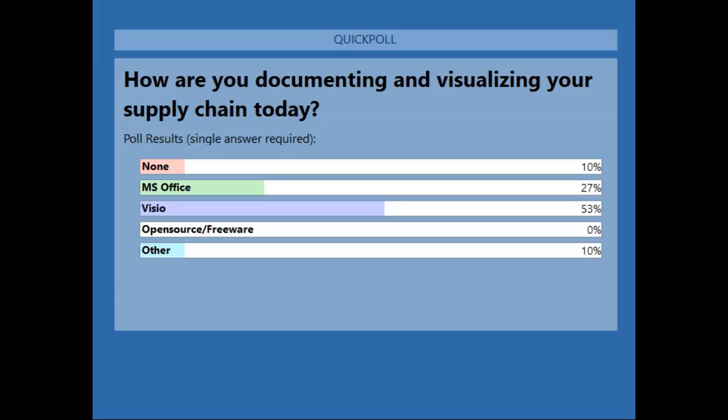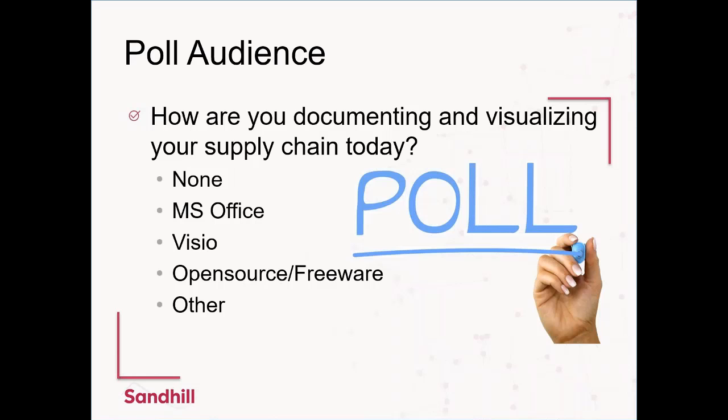And so, yes, this poll seems to reflect the general consensus out there, that Visio is a very popular tool for visualizing your enterprise, followed by MS Office. It's interesting to see that 10% are using nothing at all. So with that, we'll hand it back over to Jog, and he'll explain some of the techniques, some of the types of diagrams that you could make in Visio or other products to help visualize that.